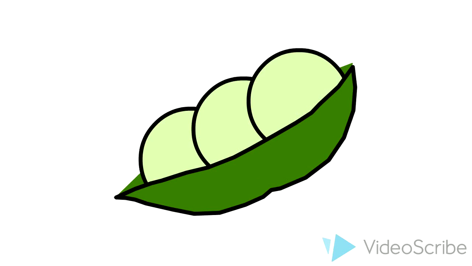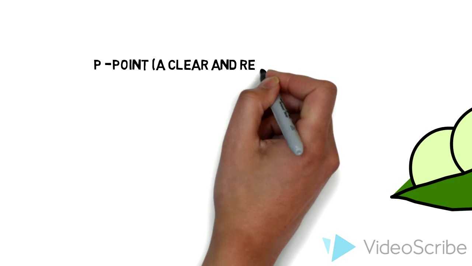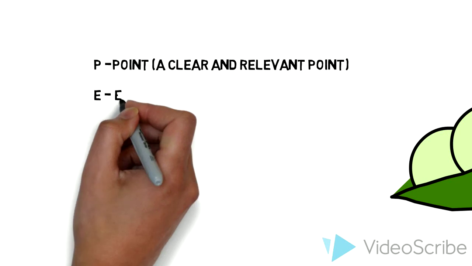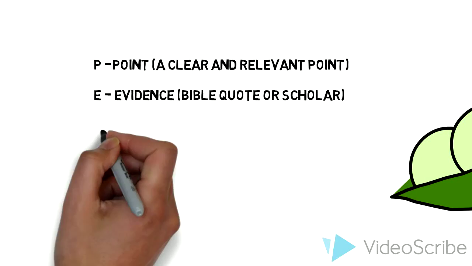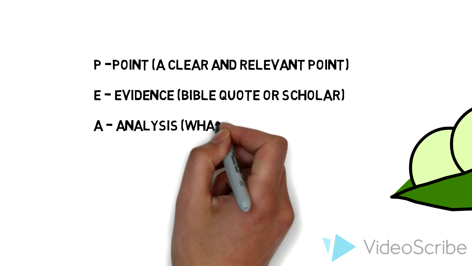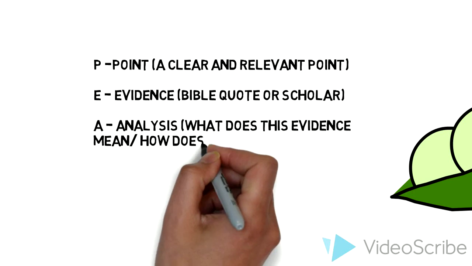Now moving on to the main body of the argument. You need to write in a specific structure in order to get the full 12 marks and to show consistency and good flow throughout your essay. This is the PEEL structure: point, evidence, analysis, and link back to the question.